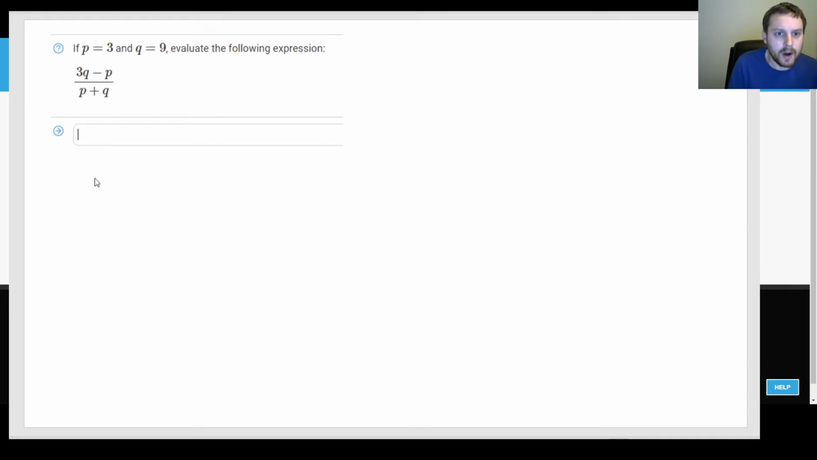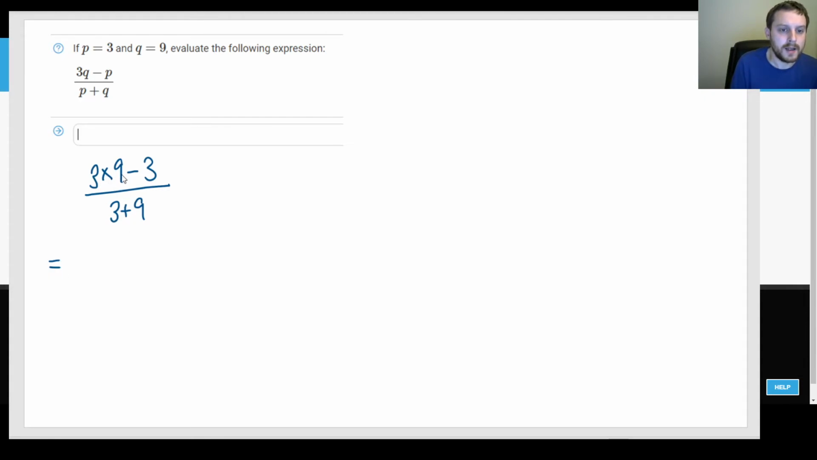So here I've got 3 times 9, take away 3 on the top, and I've got 3 add 9 on the bottom. Right, so what I've done is instead of P, I have written 3 here and here, and instead of Q, I've written 9. And I remember that 3Q means 3 times Q.